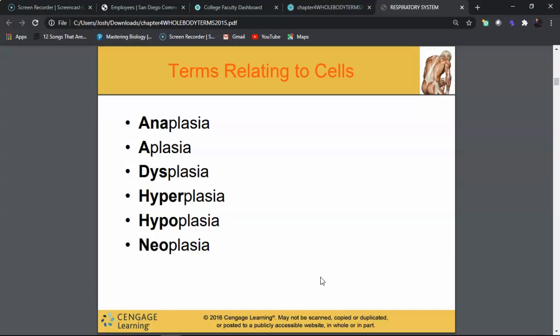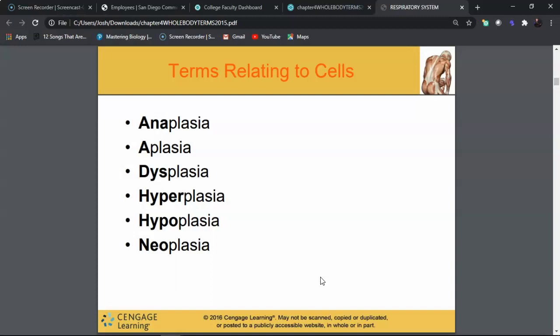Then we have two words that are not similar, they're opposites. Hyperplasia and hypoplasia. So hyper, if you remember from chapter 2, the prefixes means excessive. Hypo means under, below, beneath, or less than normal. So if we have hyperplasia, then we actually have an increase in the number of cells of that body part, or excessive cell formation. If we have hypoplasia, then we actually have like an incomplete or underdeveloped organ, okay?